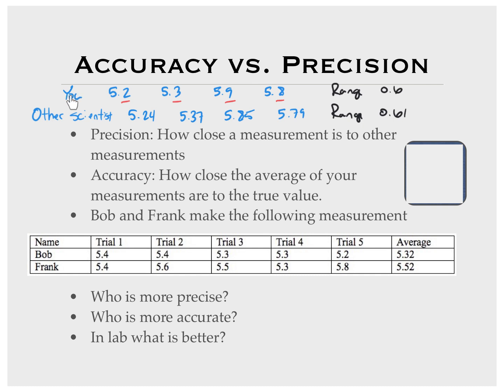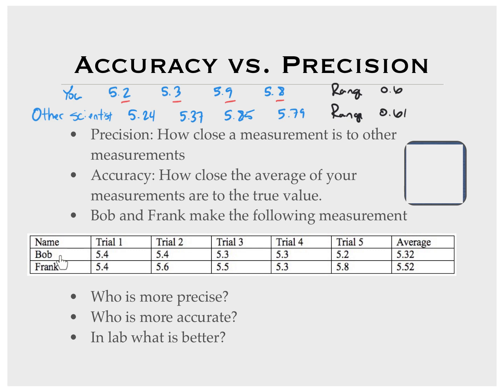Now, between my measurements and my other scientist's measurements, we all know that the other scientist was more precise because they used an instrument that went further past the decimal. But are we accurate? Well, do we really know what the true value is? If you don't really know what the true value is, then you can't make a judgment of how accurate you really are. But if we know the true value and we can average our numbers, then we could figure out who is closest to that true value, and as a result, judge who's more accurate.